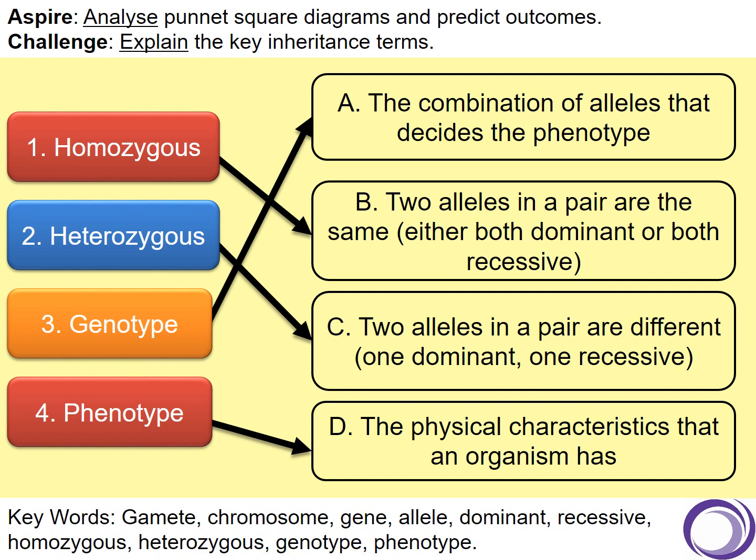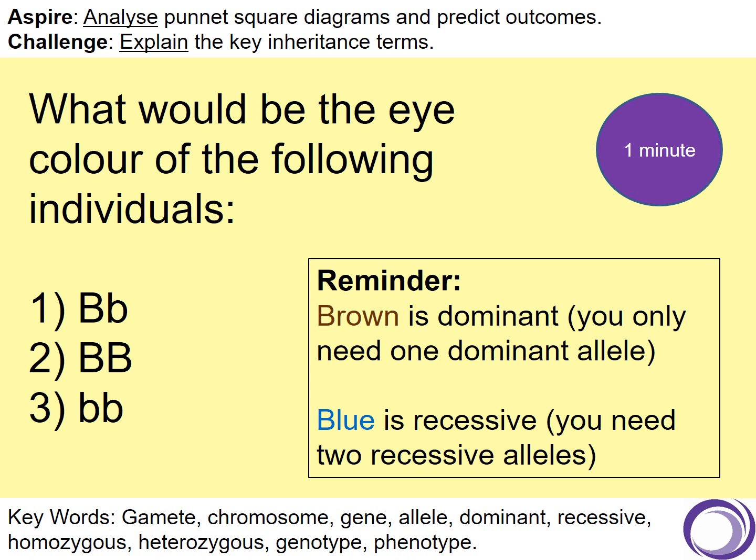Okay, so if you want to pause it and write any of those down, do. Okay, so what would the eye colour be of the following three individuals? We looked previously at whether the pairs of alleles are homozygous or heterozygous, but now we're looking at what would the eye colour be. I've given you a reminder, brown is dominant and you only need one. Blue is recessive and you need 2 recessive alleles.